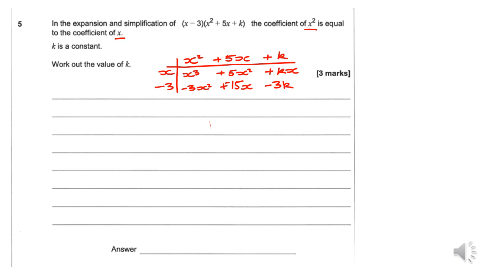So I need to compare the x squareds, and they're equal to the coefficient of x. So the coefficient of x squared, look, is 5 take 3, because I've got 5x squared there, I've got negative 3x squared there. So that's the coefficient of x squared, and that is equal to the coefficient of x, which is k take away 15. Then it's a really simple linear equation, isn't it? 2 equals k take 15. So add the 15 and you get k is 17.